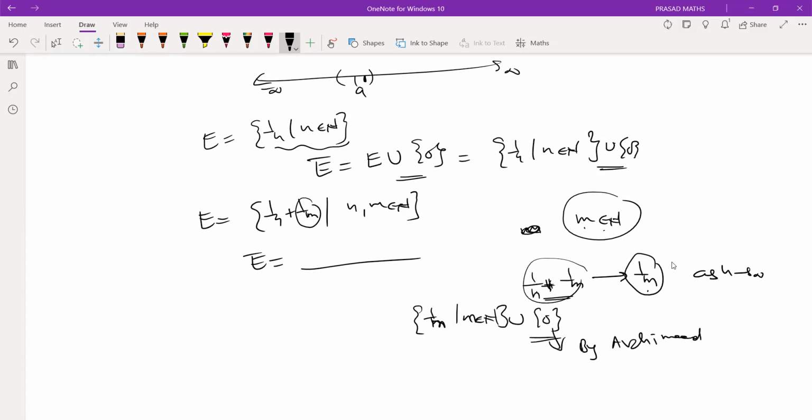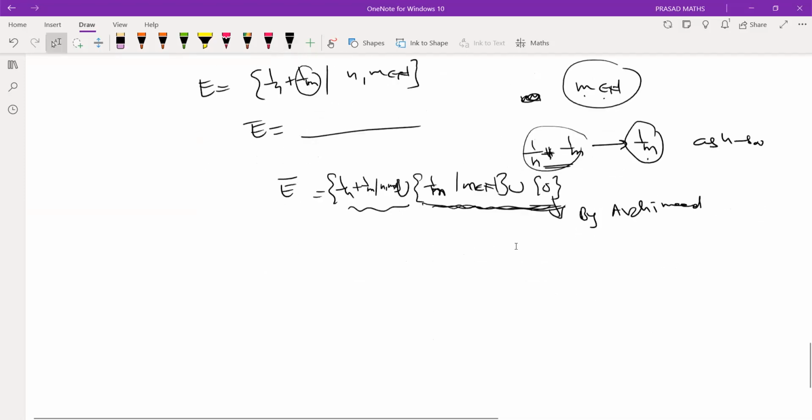So what is my set itself? The set is 1/n + 1/m such that n, m belong to N. That means my closure is this set union its limit points. Right? Is it clear? Okay, sir.